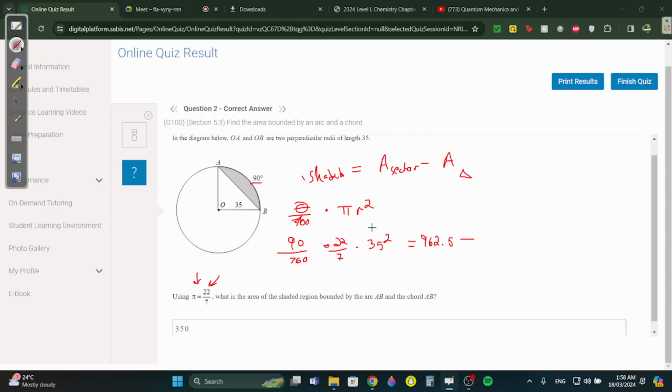Minus the area of the triangle. The area of the triangle is very simple. This is the base, 35. This is the height, also 35. So base times height over 2, so 35 times 35 over 2. And you get 350.